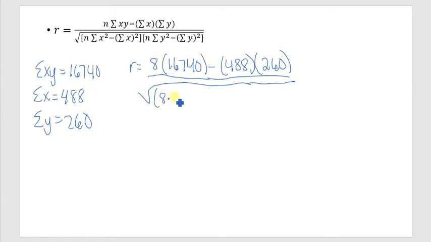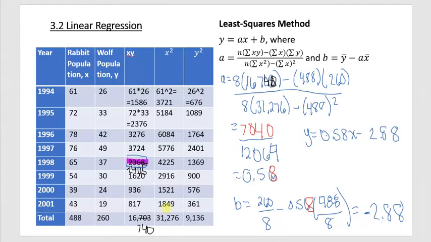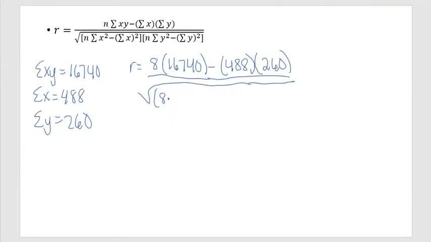8 times the sum of the x squareds, sorry, 31,276, minus the sum of the x's, which is 48, and that squared.